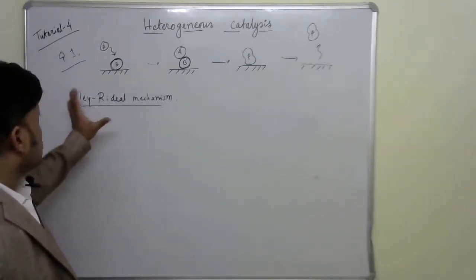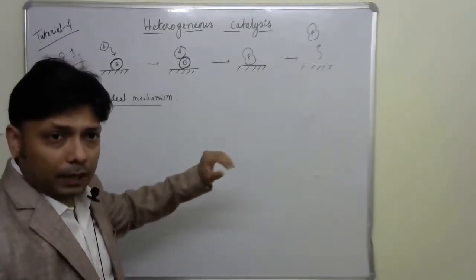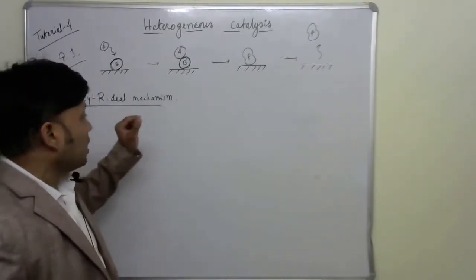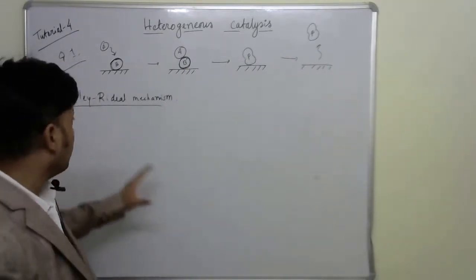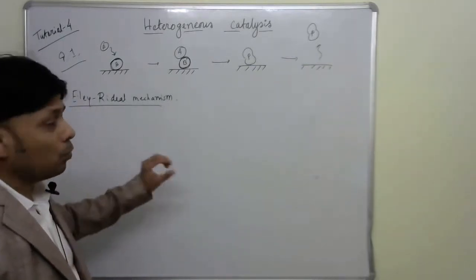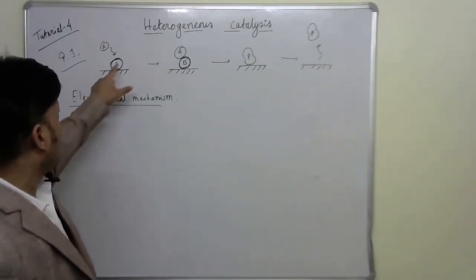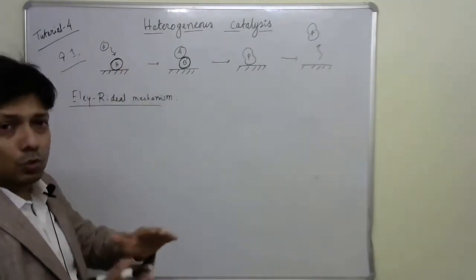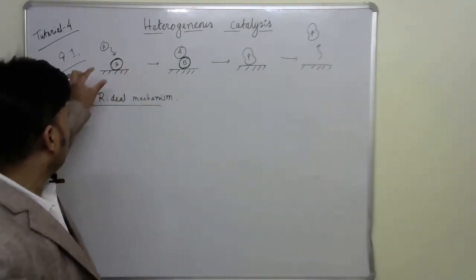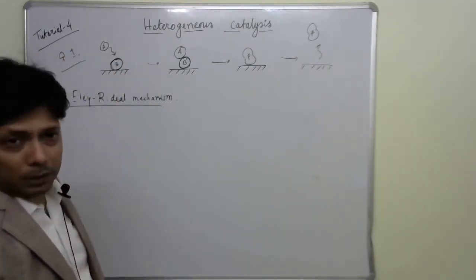The first question deals with an Eley-Rideal mechanism, and the question has two parts. The first part asks you to prove that when the pressure of this gas molecule B is too high, the rate limiting step is the collision between A and B.